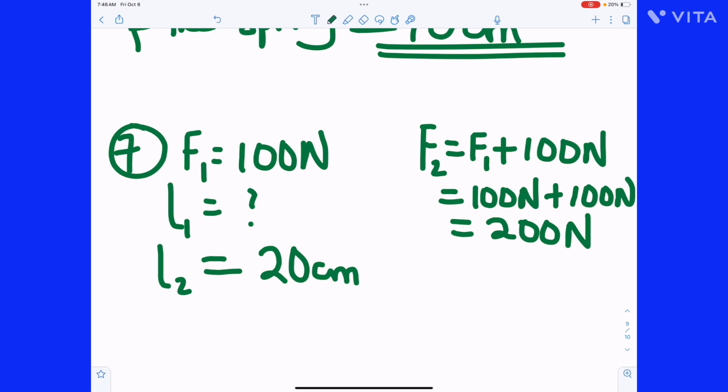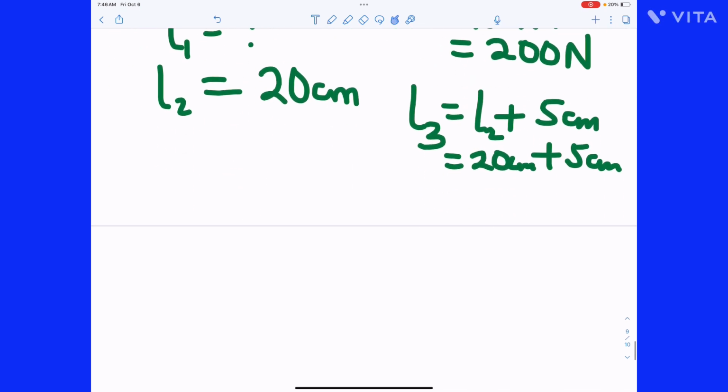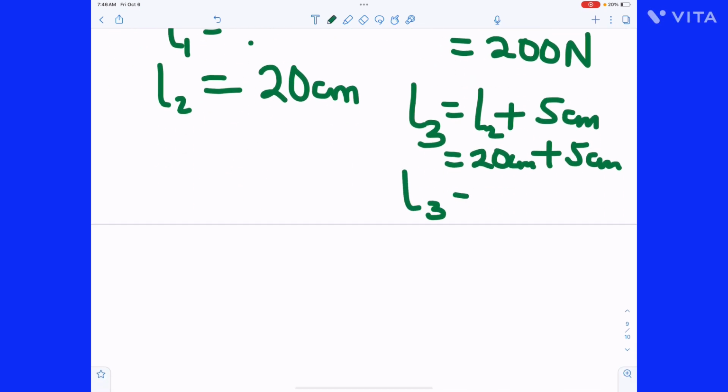5 centimeters further means our second final length, when the weight changes to 200 Newton, is just 5 centimeters longer than this one. 5 centimeters further will mean L2, the final length we got here, plus 5 centimeters. So that's L2 plus 5 centimeters, which is what? 20 centimeters plus 5 centimeters. So our L3 will be equal to 25 centimeters. This is very, very important.